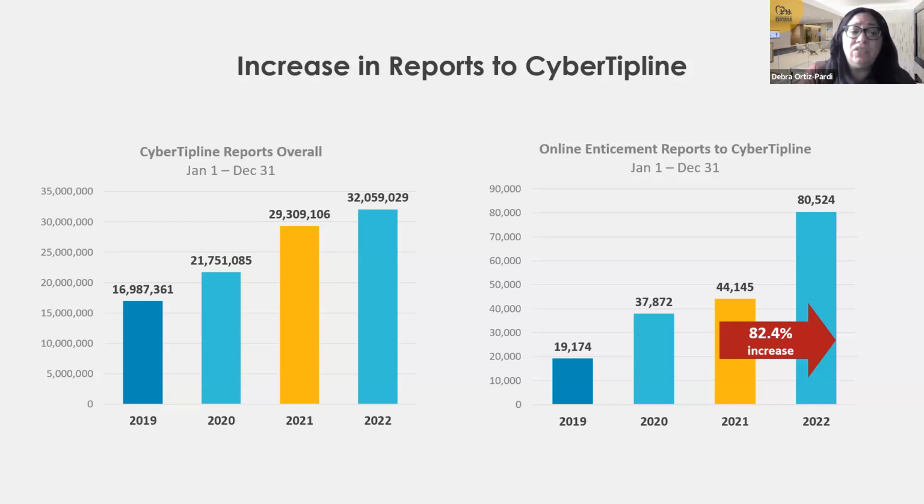Between 2019 and 2020, we saw a near doubling of online enticement reports specifically, and between 2021 and last year, we saw an 82% jump.